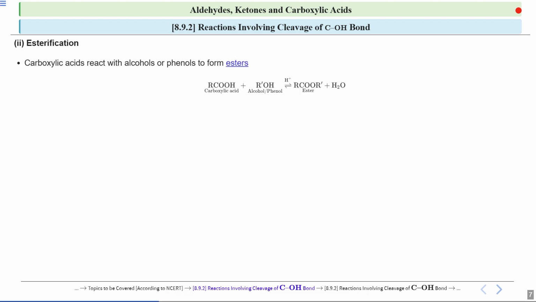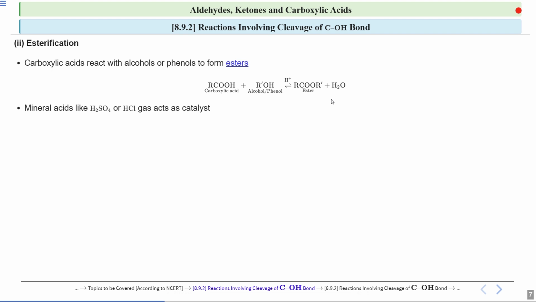So carboxylic acids react with alcohol or phenol to form esters. If you look at this particular reaction, here you have a carboxylic acid. When it reacts with alcohol or phenol in the presence of an acid, this is catalyzed by an acid, you get an ester and water. So you can see that this reaction is a reversible reaction and it is catalyzed by an acid. So this shows the transformation of carboxylic acid and alcohol into an ester and water.